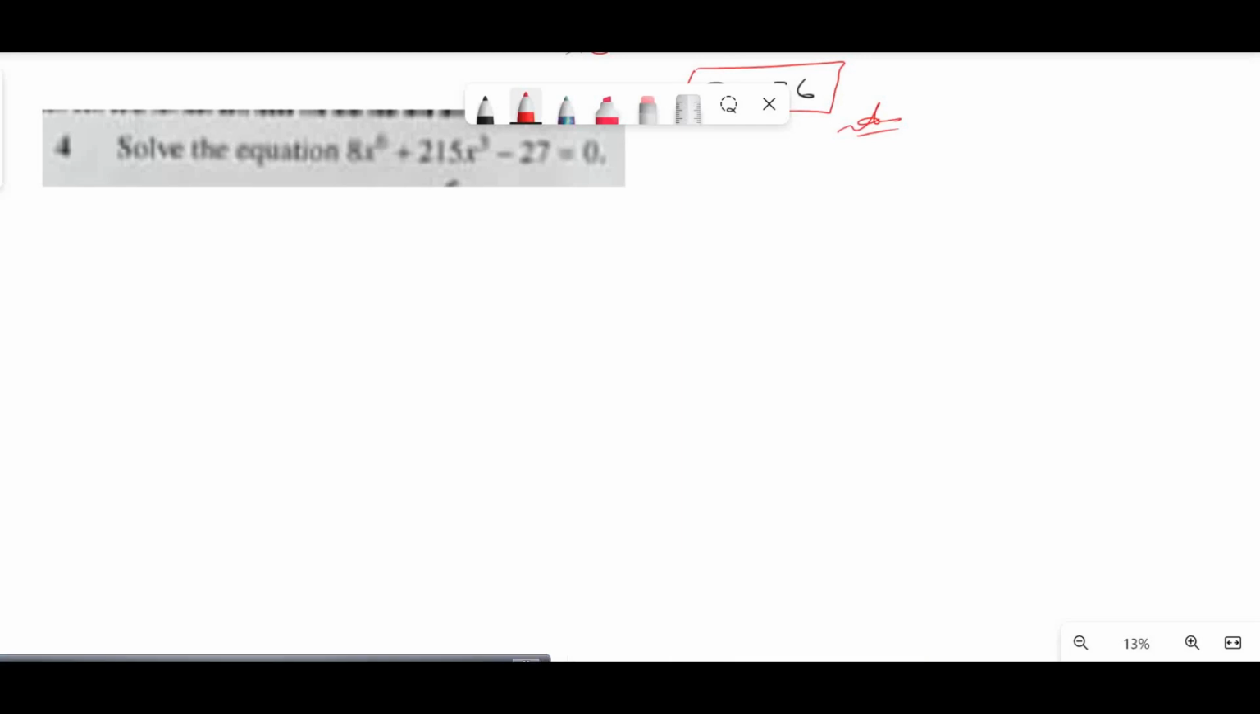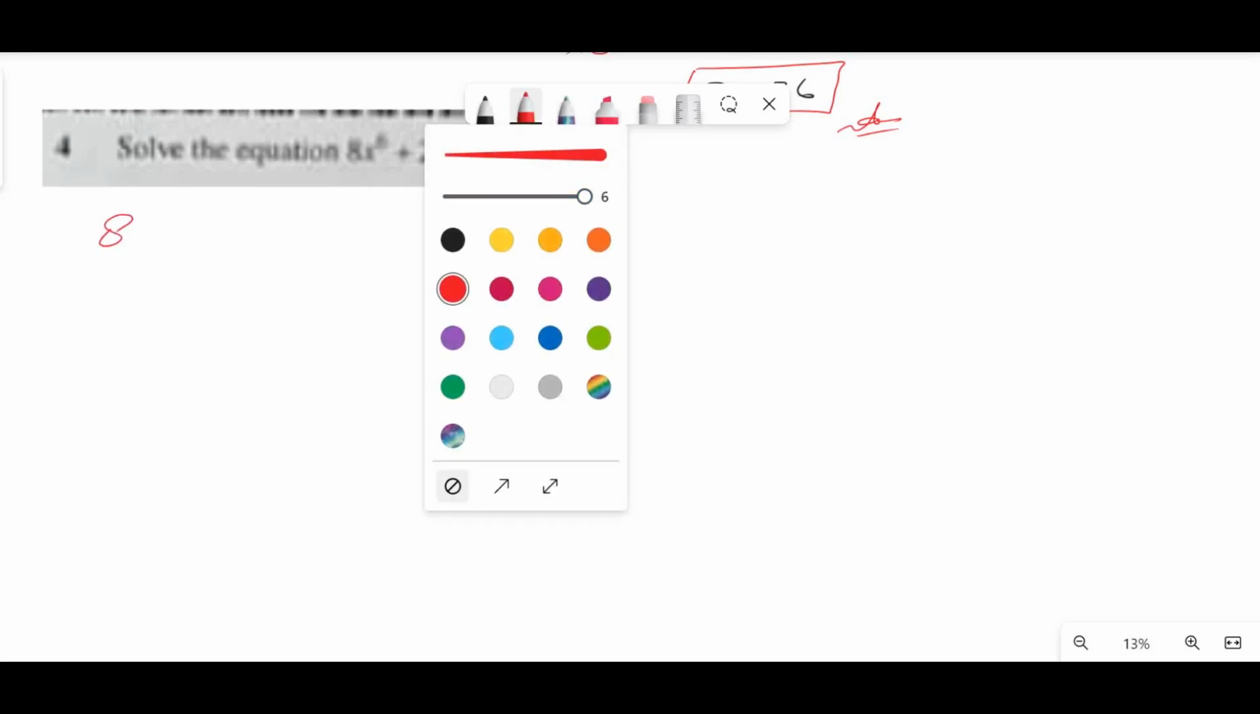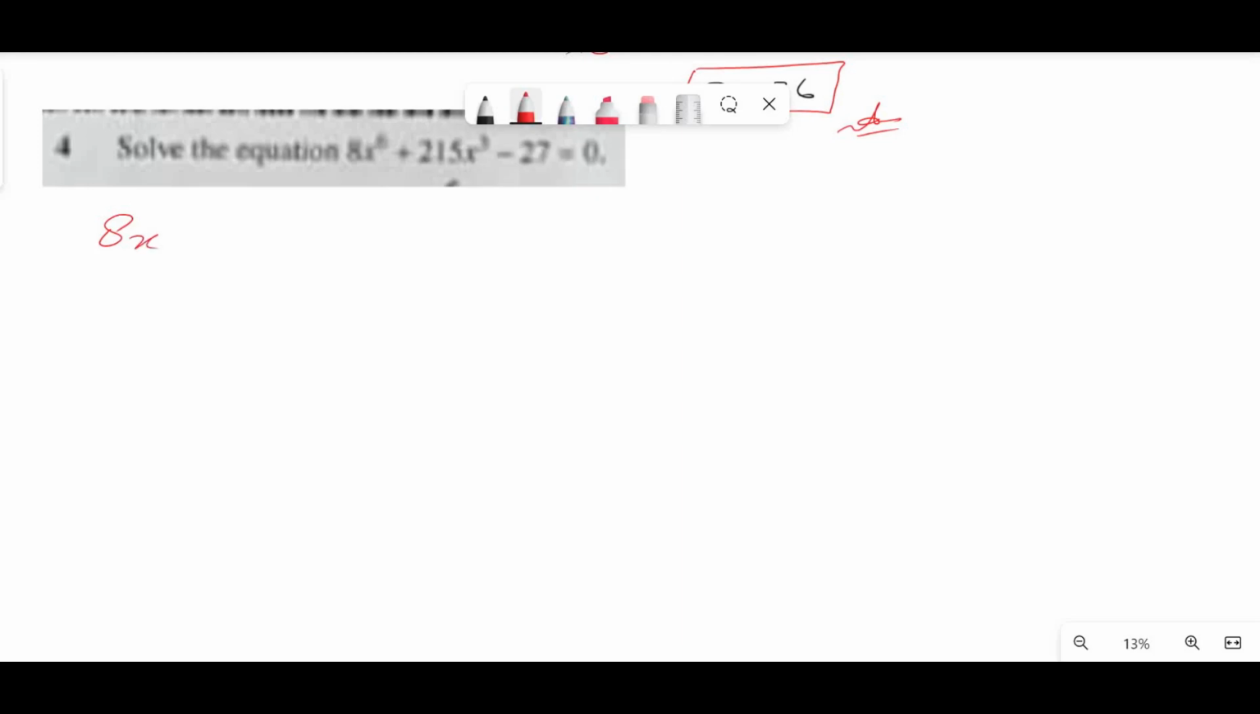Let's move on to the next part, question number 4. Solve the equation. Let me write it over here so it is visible and clear to all of you: 8x^6 + 215x^3 - 27 = 0. Now this is another very simple question.